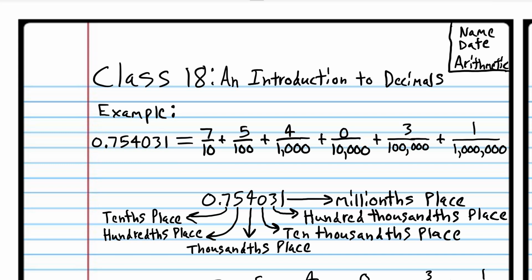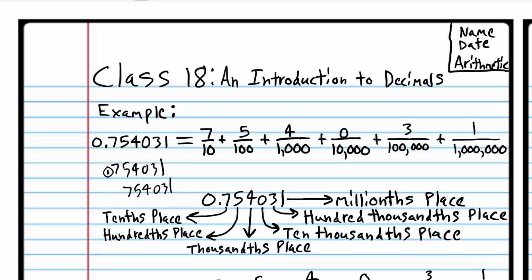Now, it's also important to understand that this 0 here is only written so that we can see the decimal better. If we just wrote .754031, we might think that this decimal is just a speck of dirt or something, and we might accidentally interpret it as 754,031.